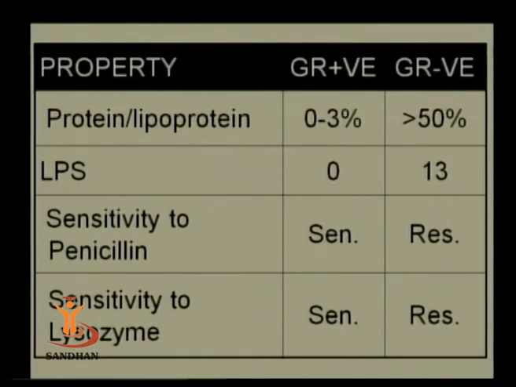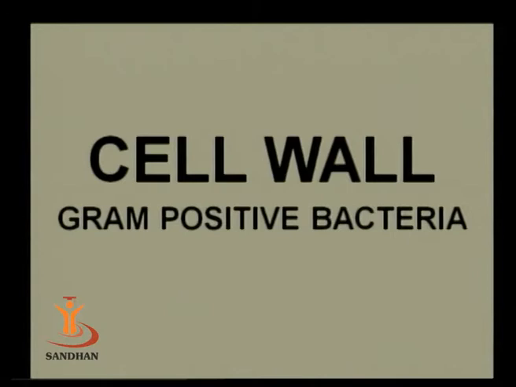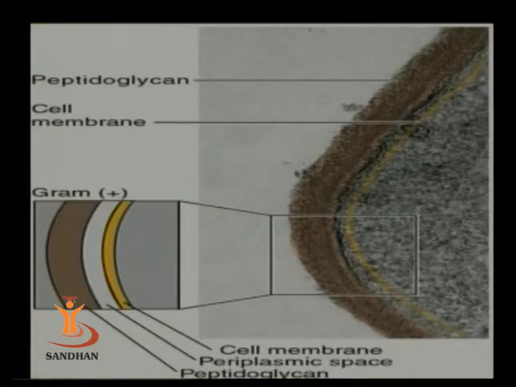Protein and lipoprotein cover approximately 3% in gram positive, and in gram negative around 50%. Lipopolysaccharide is not present in gram positive while it is present in gram negative. Gram positive bacteria are sensitive to penicillin while gram negative bacteria are not. And with lysozyme, gram positive cells are more sensitive compared to gram negative.